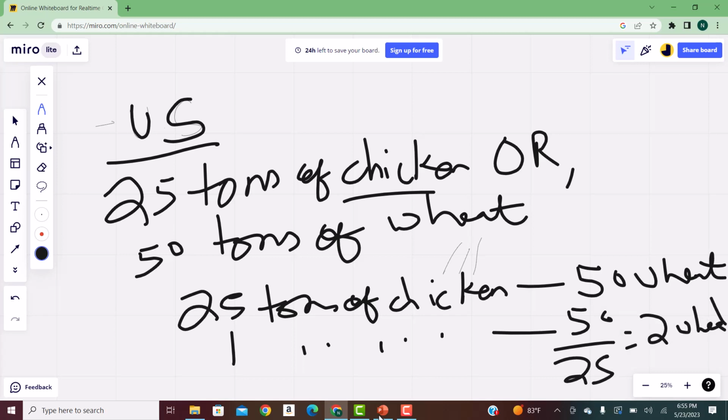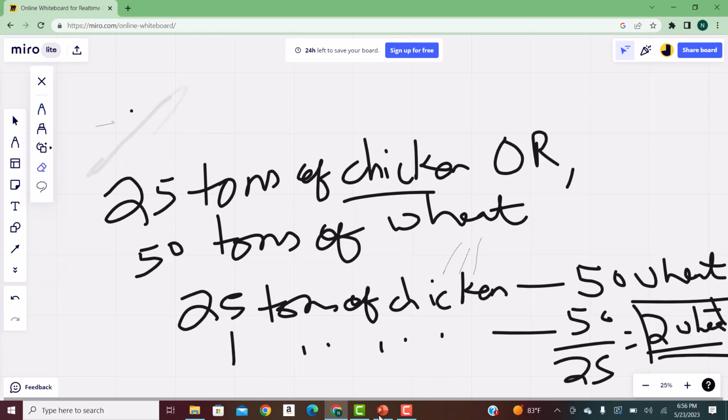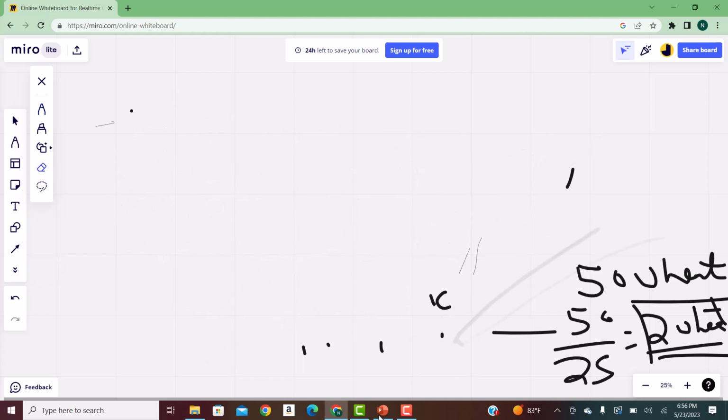So that's the opportunity cost to produce 1 ton of chicken. The opportunity cost is we have to give up 2 tons of wheat because resources are limited. We cannot get both products at the same time. We have to choose either chicken or wheat. So if we go with chicken, then we are giving up wheat, and in order to produce 1 ton of chicken in the US, we have to give up 2 tons of wheat. That's the opportunity cost. Okay, so that's an example of opportunity cost as well.